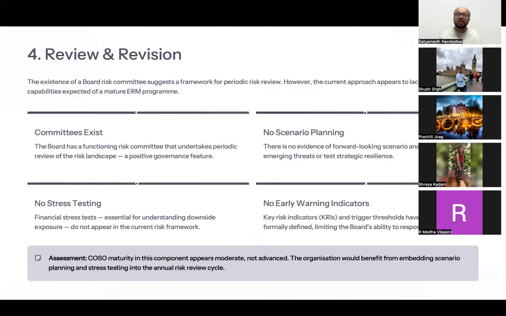They don't have alternative solutions available in case there is technology disruption or if freelance writers leave. Any such scenario they haven't described. Okay. No stress testing. Financial stress test is essential for understanding downside exposure. It does not appear in the current risk framework.